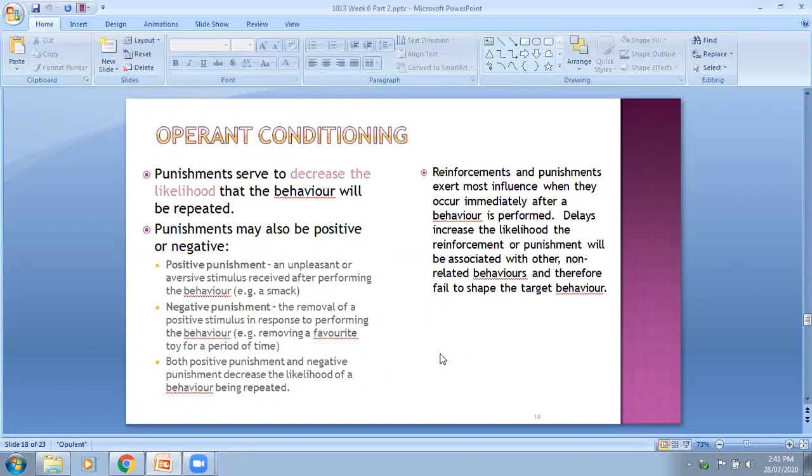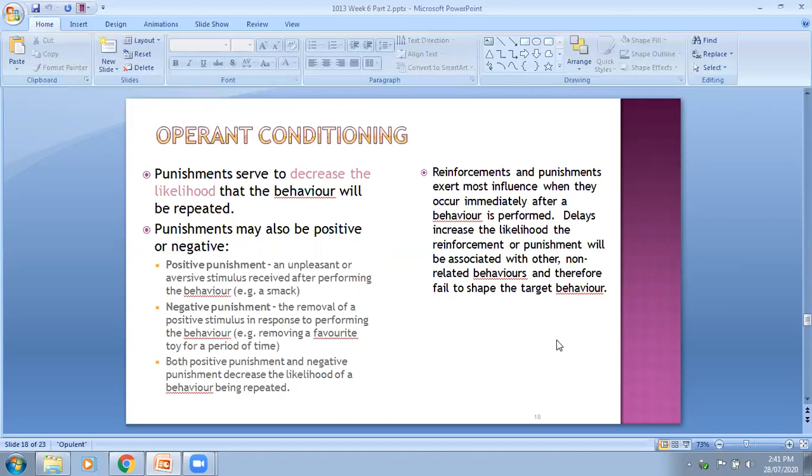Now, when you're doing these punishments, they have to be done quickly. You can't do it 10 minutes later or wait until your dad comes home, because otherwise it's lost its impact. Okay? They exert most influence when they occur immediately after the behaviour is performed. So if you delay it, you're increasing the likelihood that it can be associated with other non-related behaviours and therefore fail to shape the target behaviour.